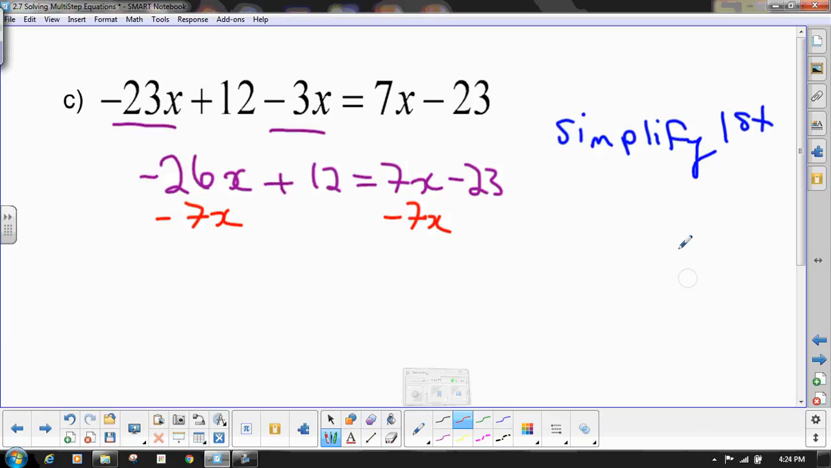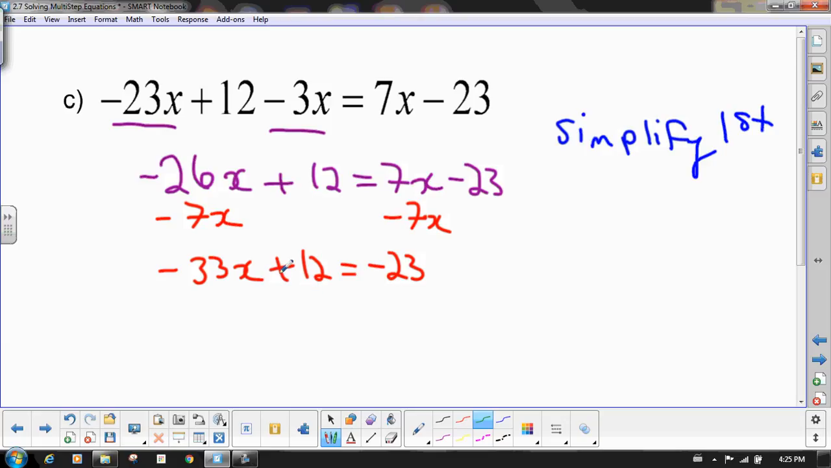So I'm subtracting 7x from both sides because that gets rid of the x. So negative 26 take away minus 7x is going to give me negative 33x plus 12 equals minus 23. So once again, now our goal is to get the x by itself. I've got them all on the same side, but now I need to get that x by itself.